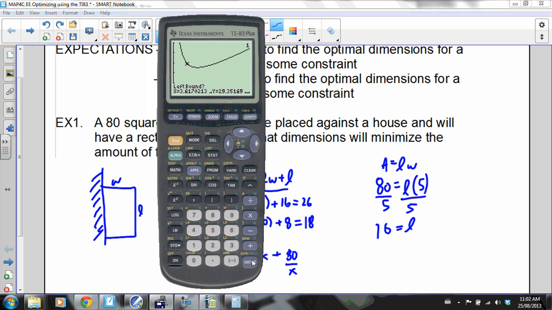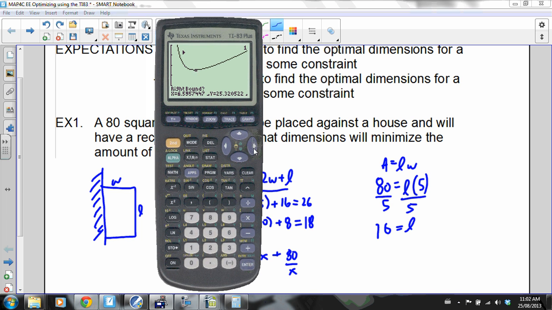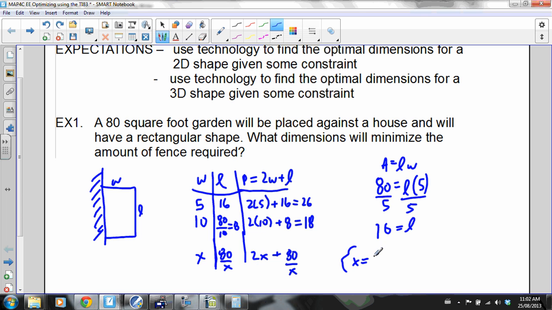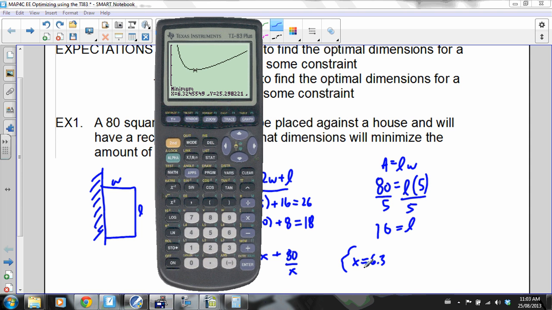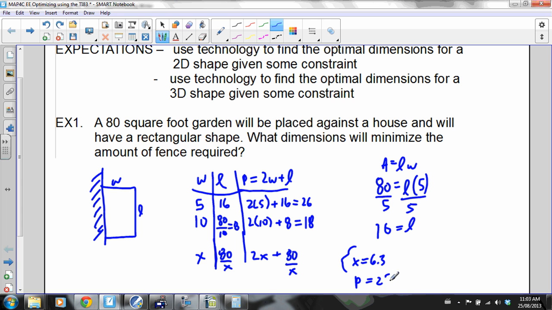So I just scrolled left a little bit, press enter, then it asked me for a right bound. So it's going to check for the minimum values between the left and right values that I give it. And then it asked me for a guess. In here somewhere was the best guess. I press enter, and then the calculator does something, and it comes up with the best answer. So I'm going to write that down. X is 6.3-ish. And I can see the perimeter, the best perimeter was 25.3. And I can write a statement there.